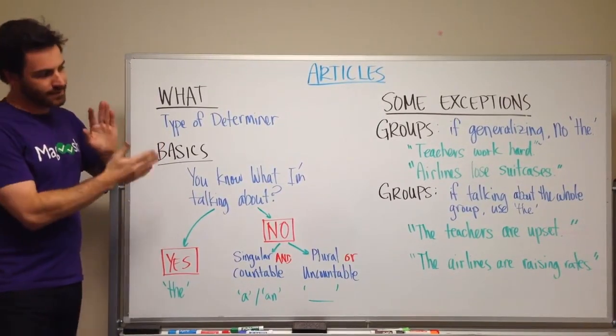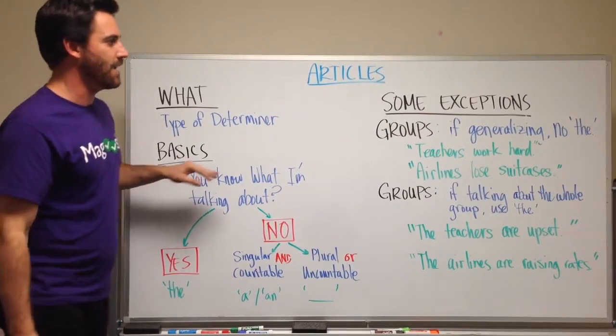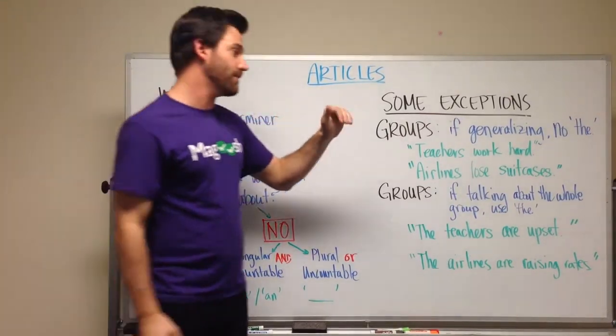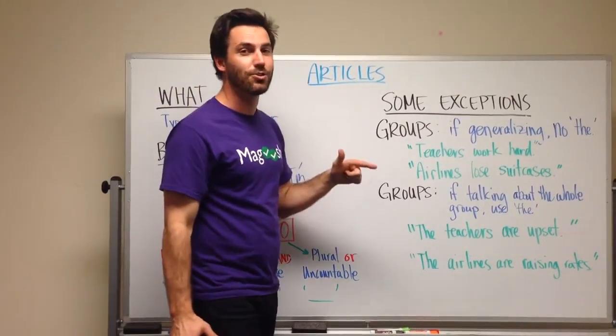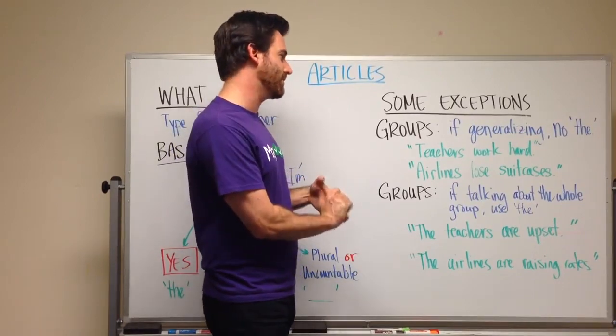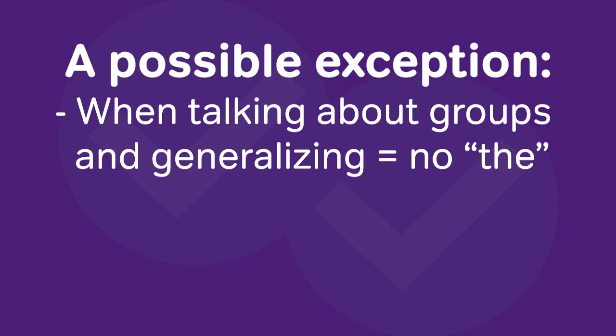We have one exception that we're going to talk about today. There are lots of exceptions, so definitely do more research if you're curious. This has to do with groups. If you're dealing with groups and you're making a generalization about the group, a general statement, you're not going to use the article the. You're going to leave it off.